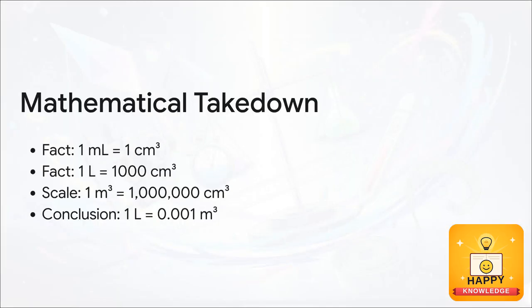Let's do a quick mathematical takedown on this one. Fact 1, 1 milliliter equals 1 cubic centimeter. We established that earlier. Fact 2, 1 liter is 1,000 milliliters, which means it's 1,000 cubic centimeters. Okay, now for the scale check. A cubic meter is a box that's 100 centimeters wide by 100 deep by 100 high. If you multiply that out, it equals a massive 1 million cubic centimeters, meaning 1 liter is not even close to filling a cubic meter. It's only 0.001 cubic meters. You could literally fit 1,000 liters inside that one box.